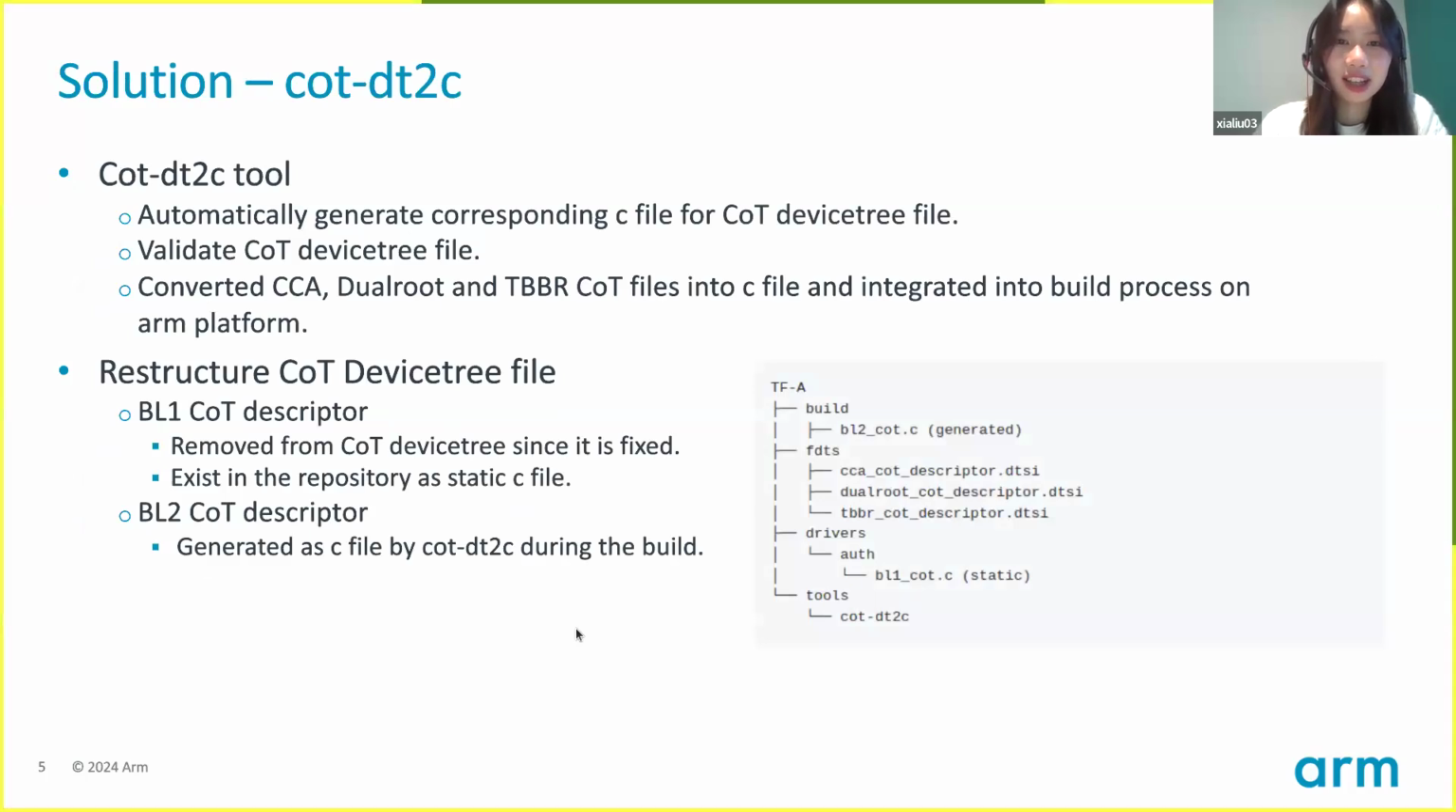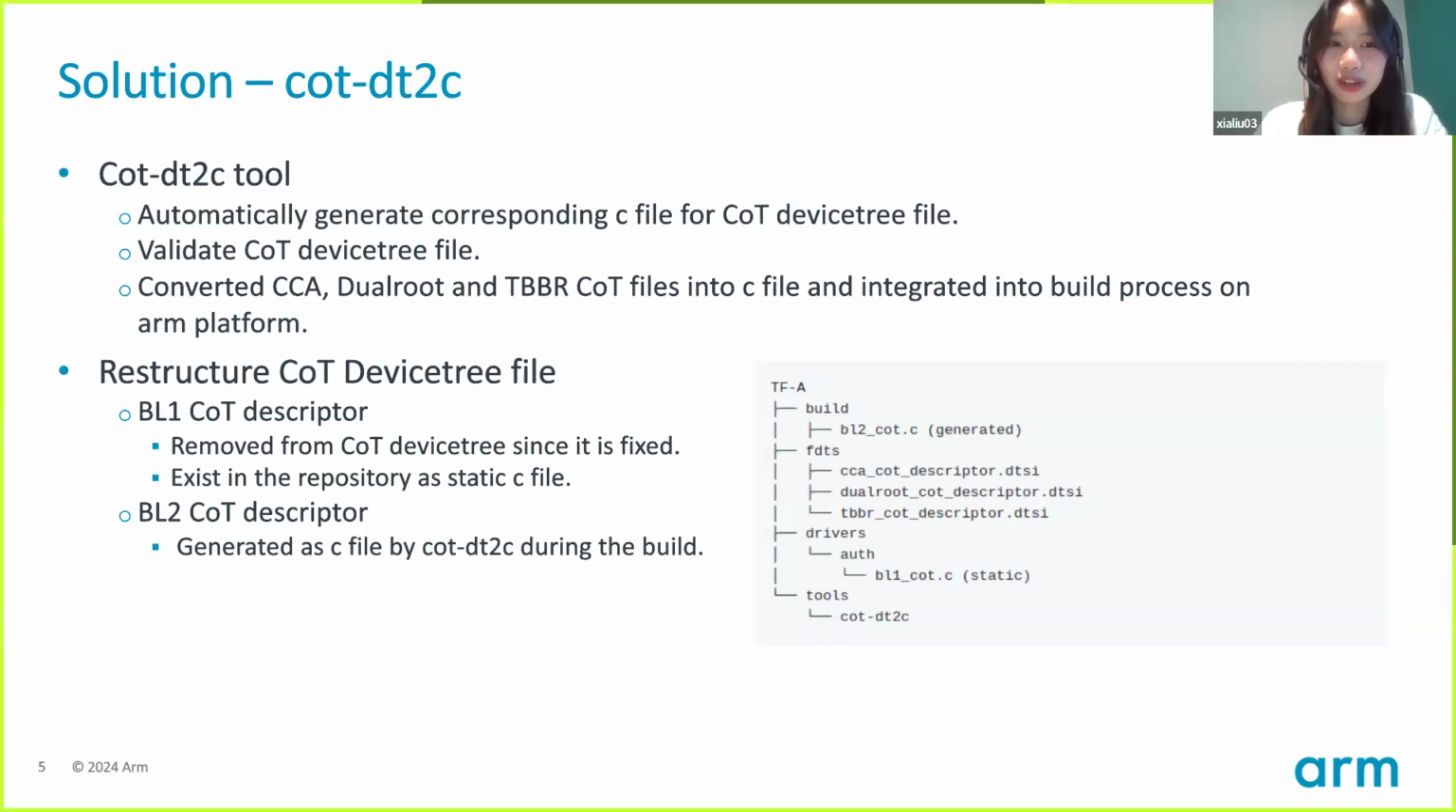And here is the solution. The tool is called COT DT2C. This tool will automatically generate a corresponding C file from the chain of trust device tree file. It will also do an implicit check to see if the file is valid or not. Currently it is already integrated into the build process on the ARM platform and converts the CCA, dual root, and TBBR chain of trust files into C files.